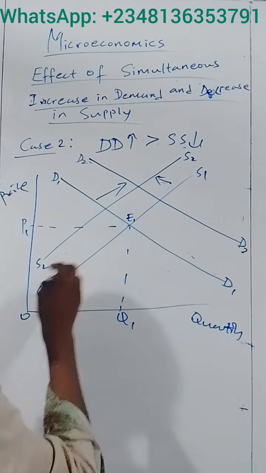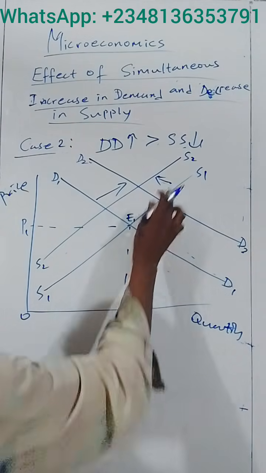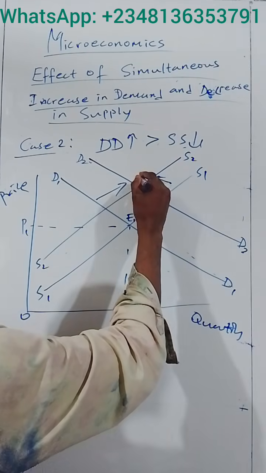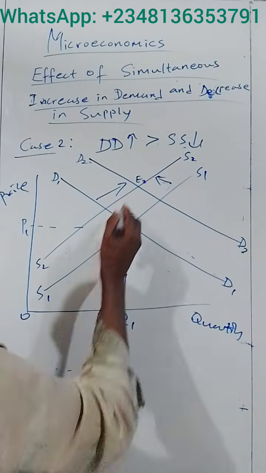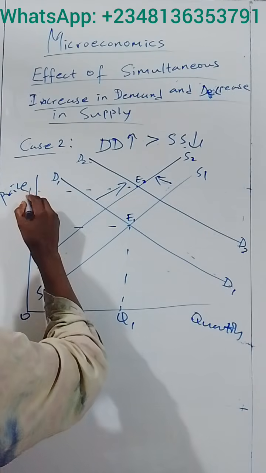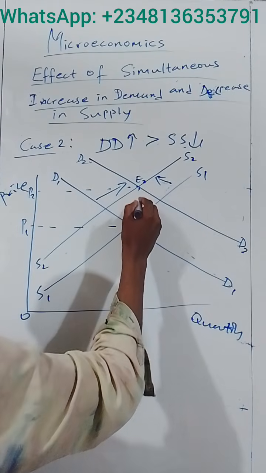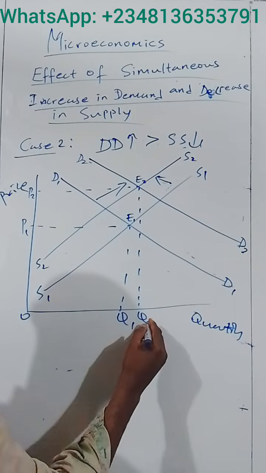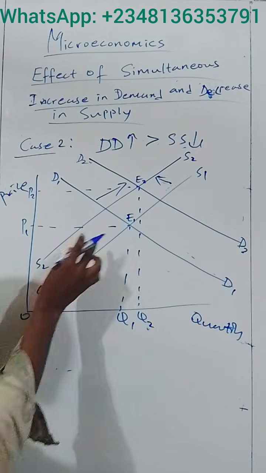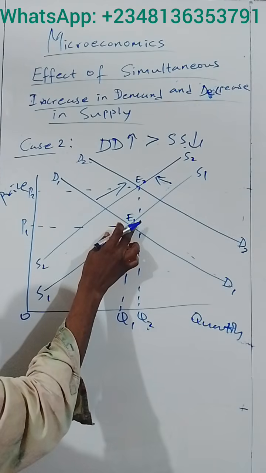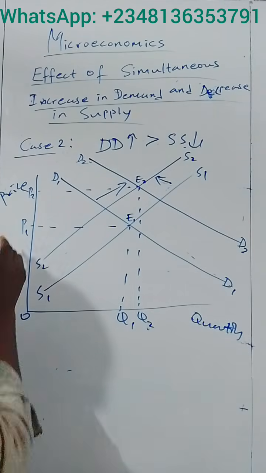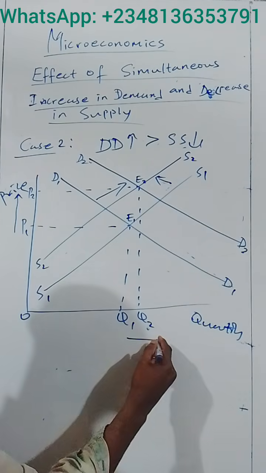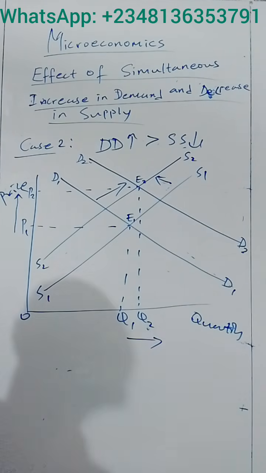So here, this is the point where our new supply curve and the new demand curve intersect. We call it E2. Now the corresponding price here, we call it P2, then the corresponding quantity here, we call it Q2. You can see the effect, looking from the initial equilibrium to the new equilibrium: the price has increased from P1 to P2 and the quantity has also increased from Q1 to Q2.